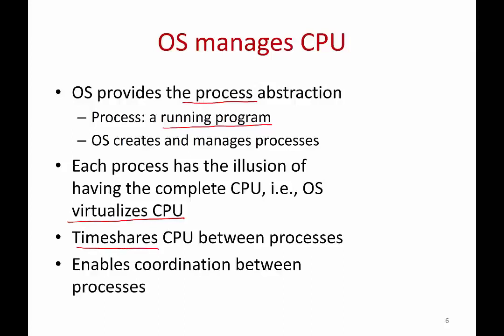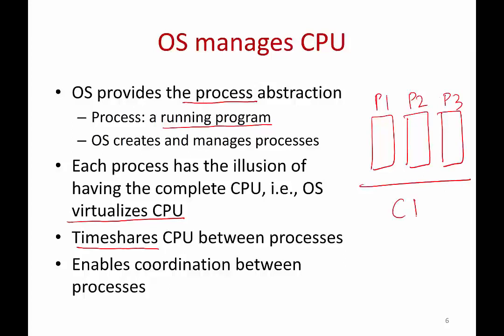And it also enables coordination between all of these processes. So if you have multiple processes, process P1, P2, P3, all of which are running on the CPU, the OS time shares the CPU between these processes, where each process thinks it is running alone on the CPU. And if the processes want to talk to each other, want to exchange some data, any sort of coordination between these processes is also enabled by the OS.